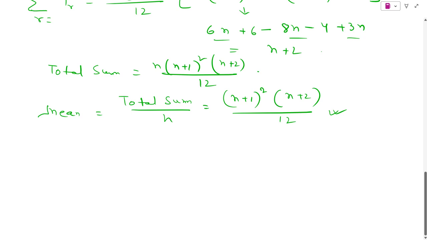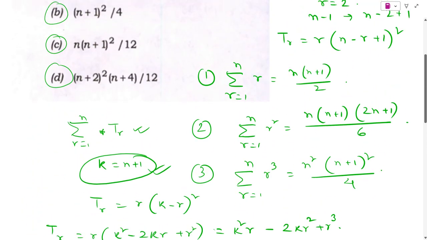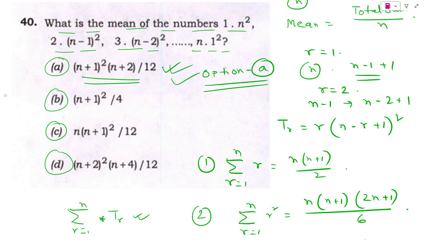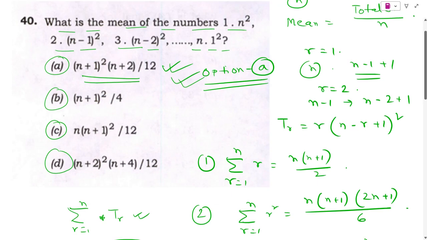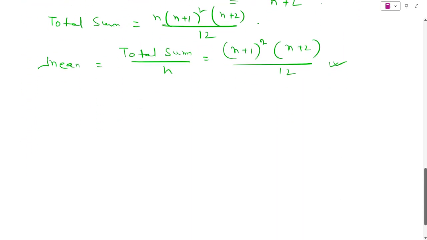Alright, now go to the options. Yes, the first option, option number A, is our right answer. So the full proof answer for this question will be option number A. Now, if you do all this algebra during the examination, you will lose precious minutes. So we will solve it another way.